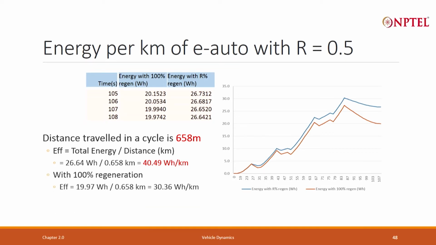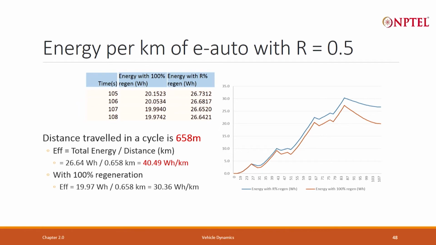If you took 100% regeneration, then you will only consume 30 watt hour per kilometer. What does it mean? I will challenge the people who design motors, get me a motor which comes closer to 100% regeneration. It is a big gain if you can get. Remember, from 40 to 30, what does it mean? We actually consume only 3/4 of the energy. My battery size can therefore go down by 3/4.